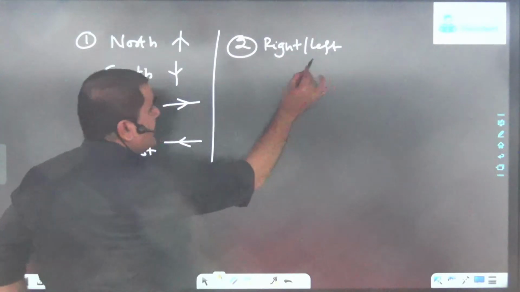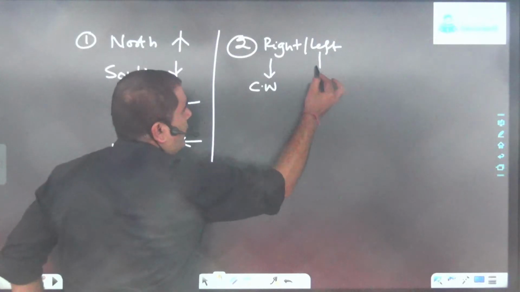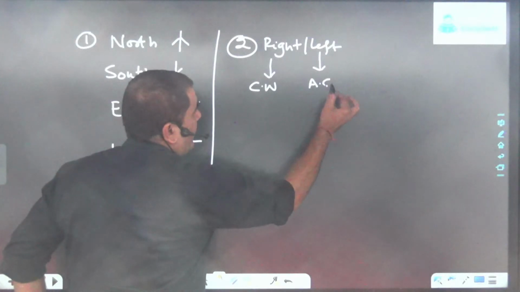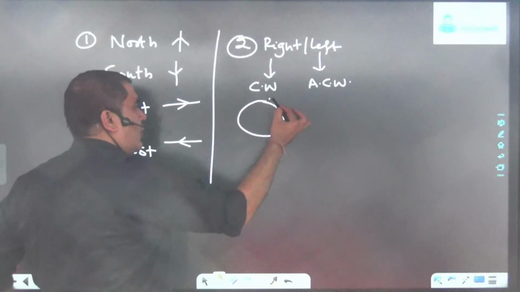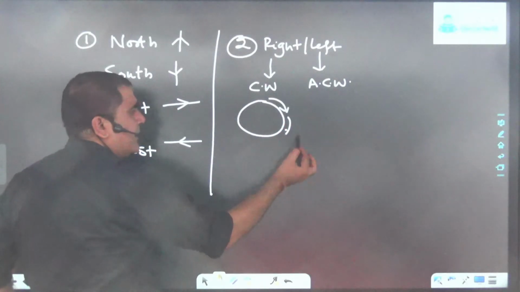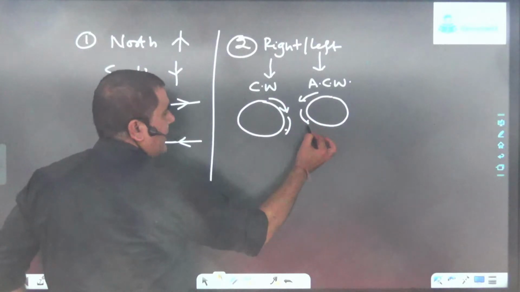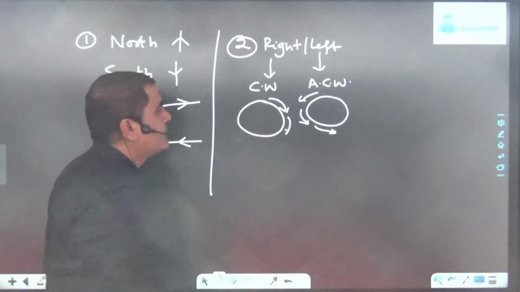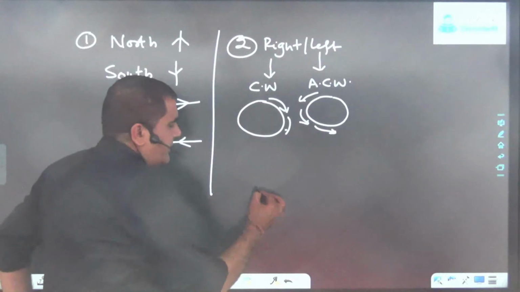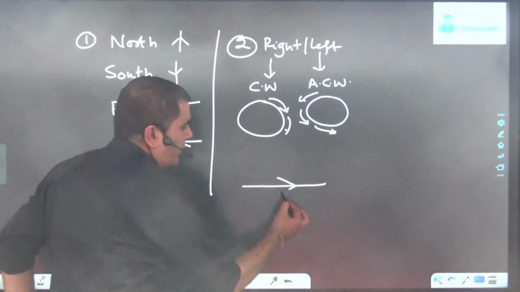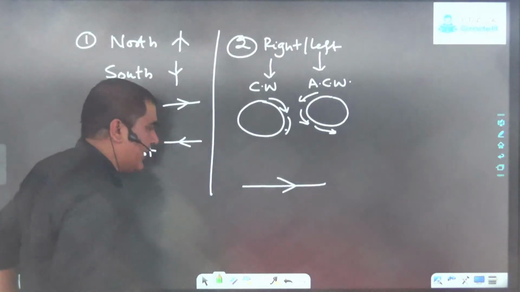See, whenever they are saying right, right always stands for clockwise direction. Left always stands for anti-clockwise direction. Clockwise means what? The way the clock rotates. Clock always rotates through the right side. And anti means opposite to clockwise, means from the left side. Clear? For example, let's say a person is moving towards east.